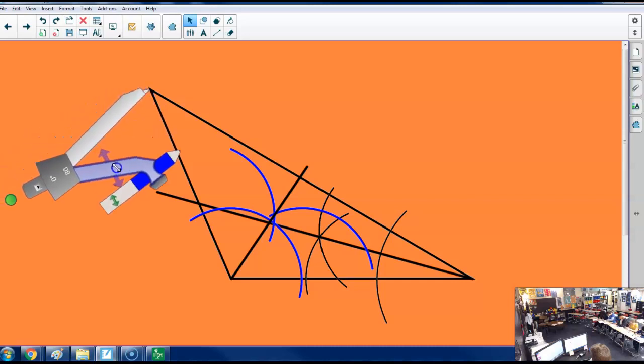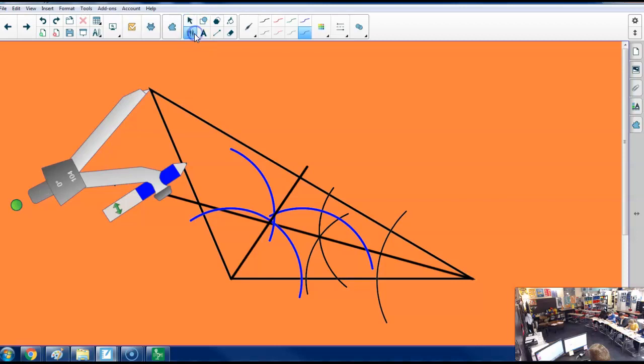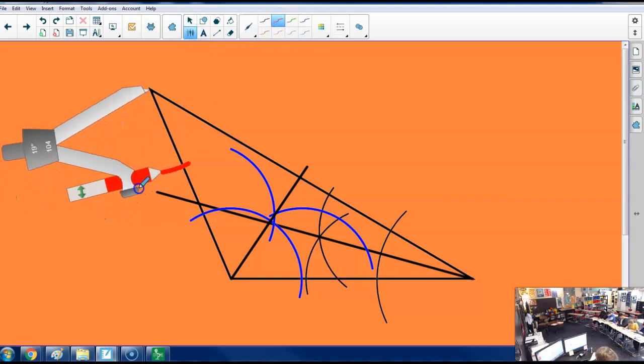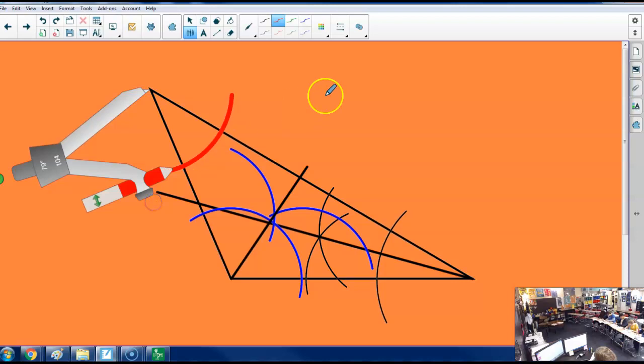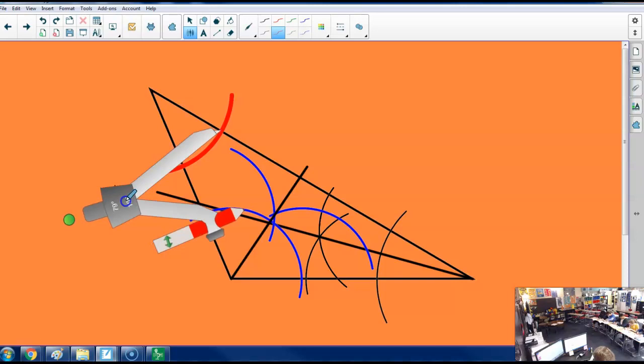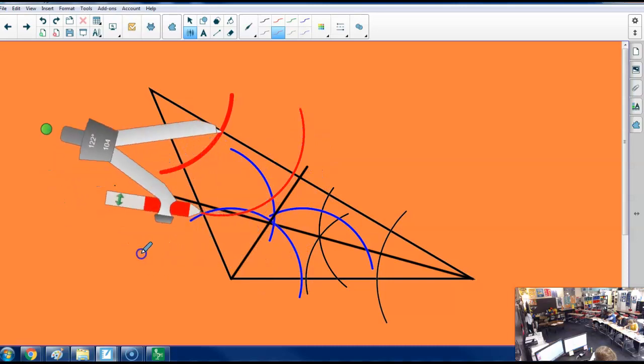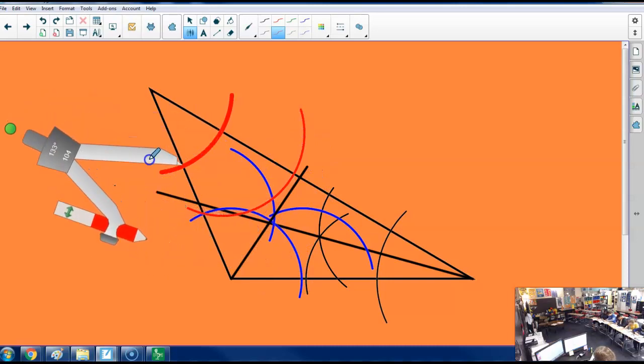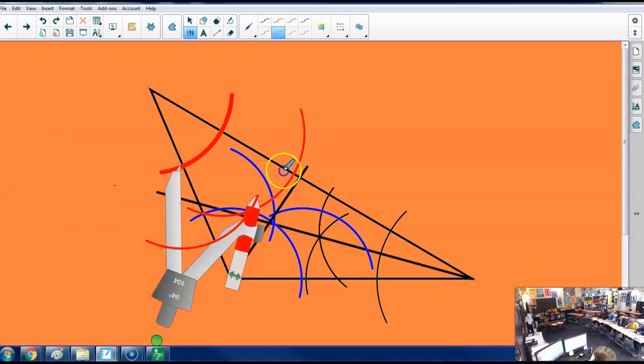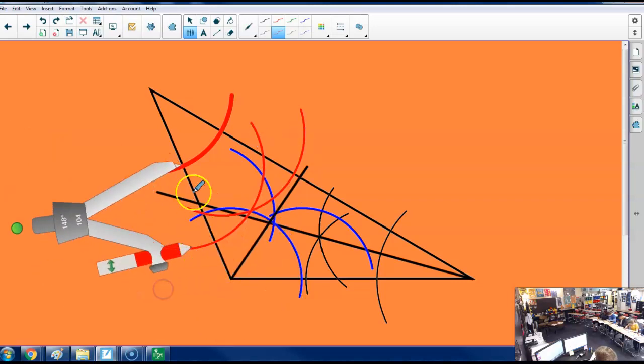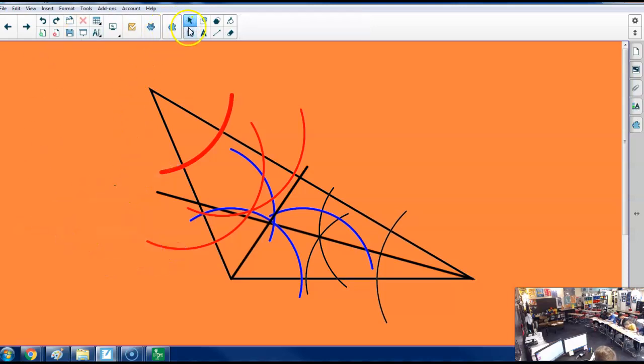All right, I'm going to do it again. If you need to see it again, I have opened up an arc from my vertex. I make a large arc of that. Then from the points that intersected the arc and triangle, I am making two more arcs to find the intersection of them. From there, we use our straight edge. Go through that point.